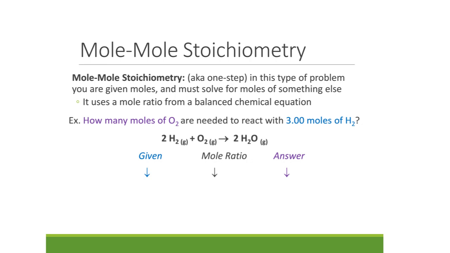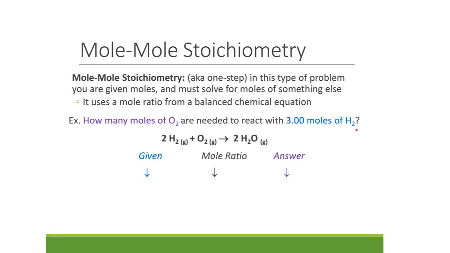In this type of problem, you're given the moles of one substance and you are solving for the moles of something else. It has to be a different substance. We have to be converting our moles from one substance to another. And a mole-to-mole stoichiometry problem only needs one conversion factor, and that is your mole ratio. So an example of what one of these problems looks like is here. How many moles of O2 are needed to react with 3.00 moles of H2?